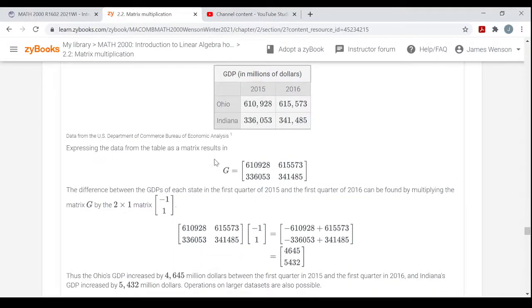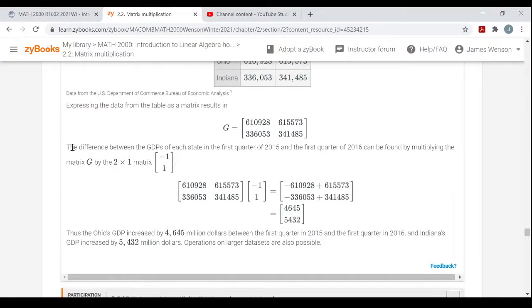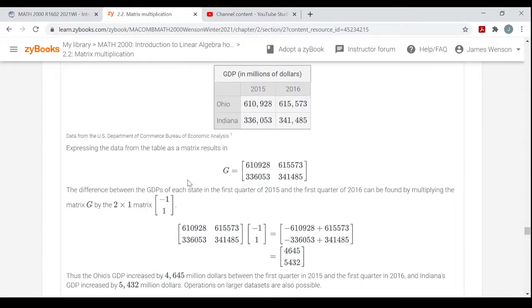So expressing the data in the matrix gives me, like I said down here, G for gross domestic product. First row is for Ohio, second row represents Indiana data. First column represents the first quarter of 2015. Second column represents the first quarter of 2016. So the difference between the GDPs of each state in the first quarter of 2015 and the first quarter of 2016 can be found by multiplying the matrix by the 2 by 1 matrix, negative 1, 1. You see why that is? Remember the row-column method, the row-column rule?